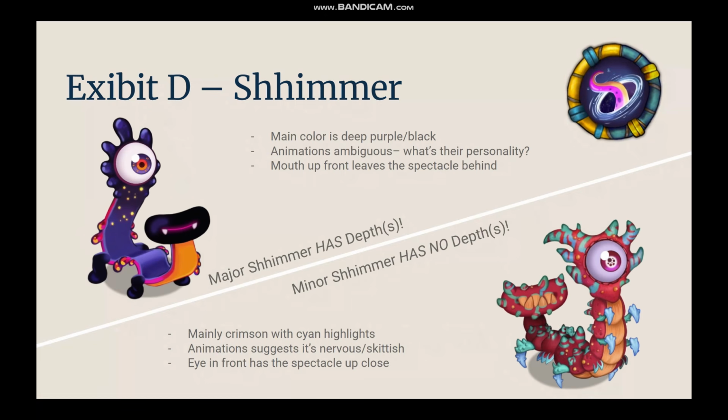In this way, I would say that Major Shimmer has depth because it's a lot. It feels like there's a lot to this monster design-wise that you just aren't entirely sure about upon first encountering it. Now, Minor Shimmer is completely different.